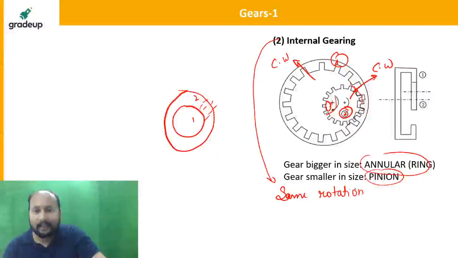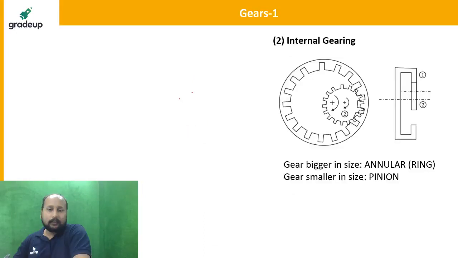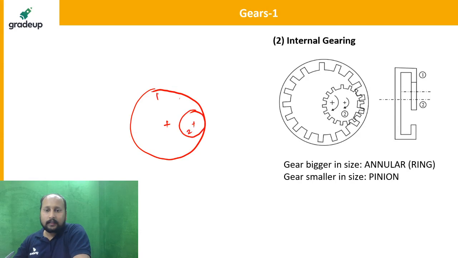Now, which gear rotates in the same direction? Okay, let me talk about this. Let us suppose again, let me remove everything. Let us suppose this is your bigger gear. This is the center of this gear, and this is your smaller gear. This is your smaller gear, which is gear number 2, and this is gear number 1. Now if gear number 2 is rotating in a clockwise direction, definitely gear number 1 will also rotate in a clockwise fashion. Now it's clear.